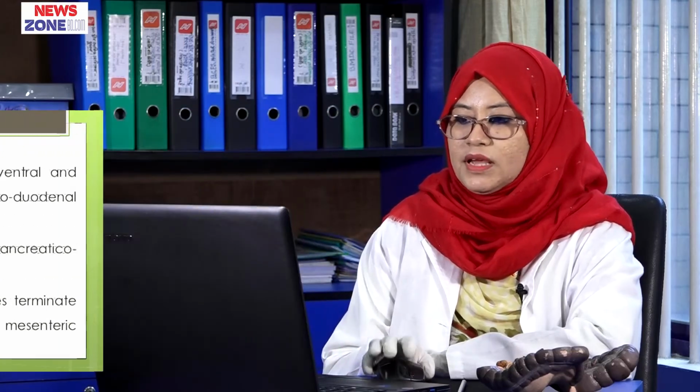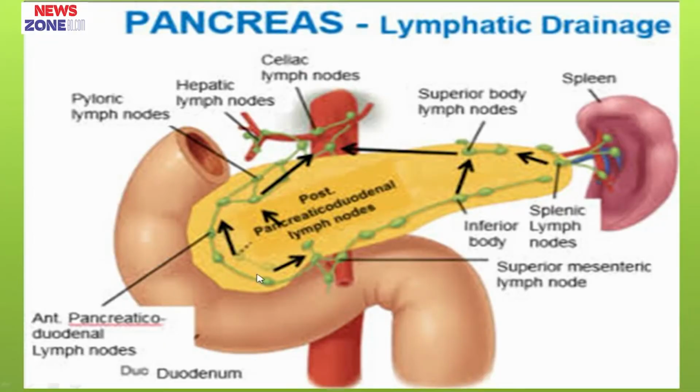In this figure, we can see this is the lymphatic drainage of pancreas, and these are the anterior pancreaticoduodenal lymph nodes, and these are the posterior pancreaticoduodenal lymph nodes, and these are pancreaticosplenic lymph nodes, and efferent vessels of these lymph nodes go into the celiac lymph nodes, and these are superior mesenteric lymph nodes.